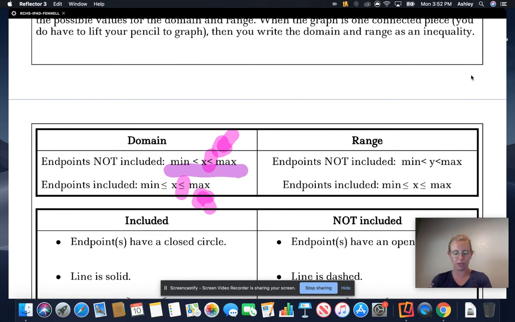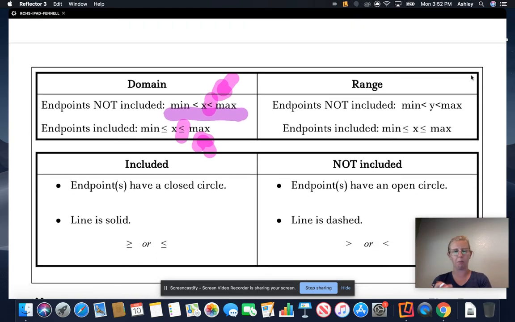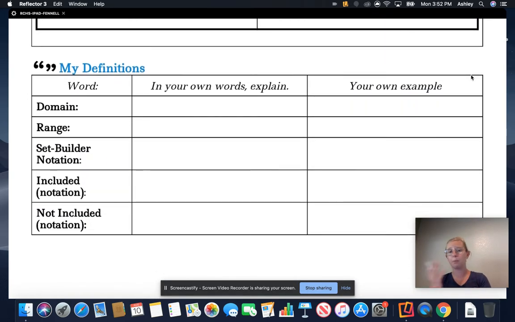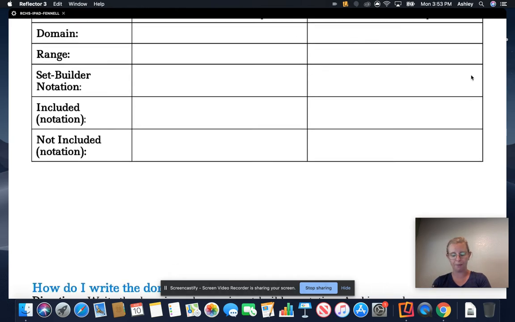Same exact thing for range. Again, just how we're writing these things. This should be a review of inequalities, hopefully. Don't forget to do your own definitions, put it in your own words, give yourself an example.